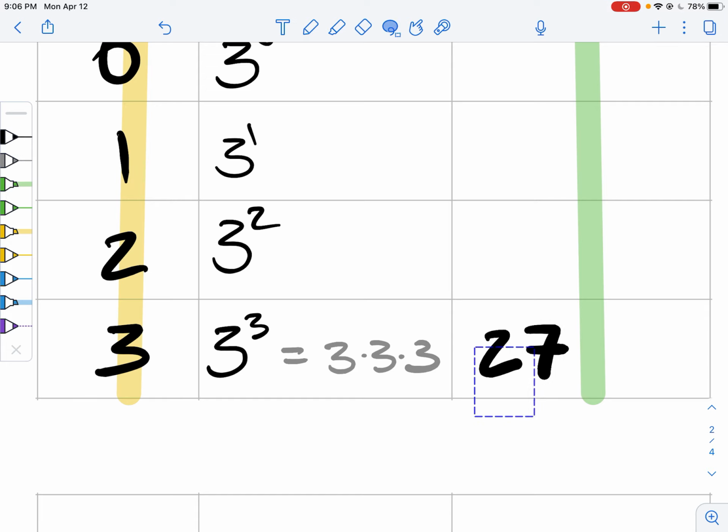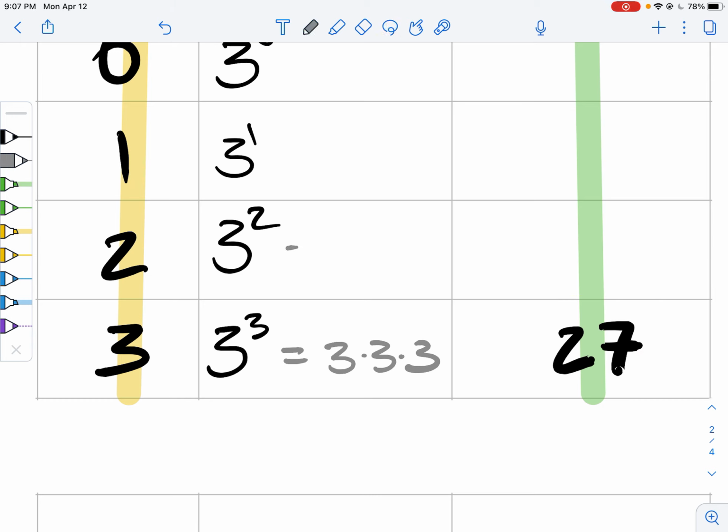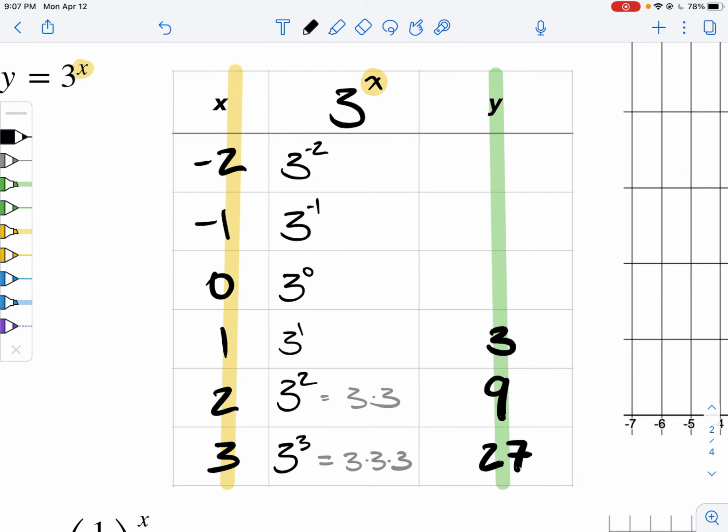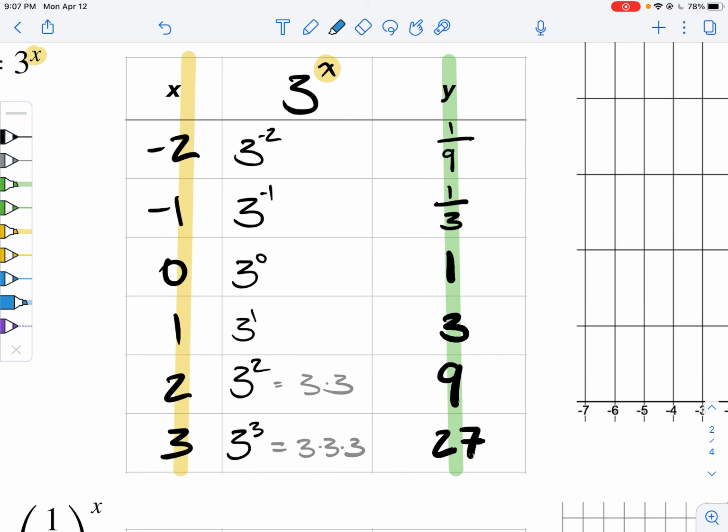That's not centered in the box, and that's by me. 27. 3 squared is 3 times 3. We're going to do this fast. Okay, 9. 3 to the 1 is 3. 3 to the -1 is 1/3. 1/9. Also notice the relationship here. 3 squared is 9, and 1/9. Oh, that's no coincidence. You can use that to your advantage.